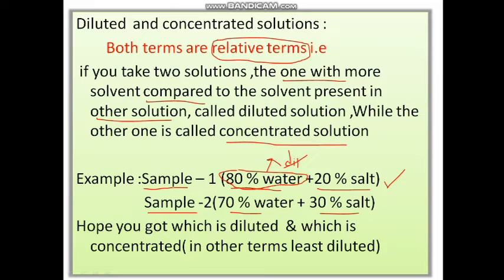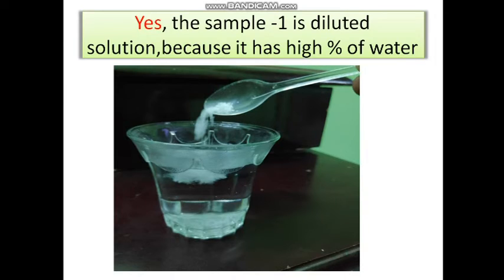So out of those two solutions, which one is diluted? Based on the percentage of the water, we can say which is diluted and which is concentrated. So out of sample 1 and 2, sample 1 is diluted because it has a high percentage of water, 80% of water. So sample 1 is diluted and sample 2 is concentrated.